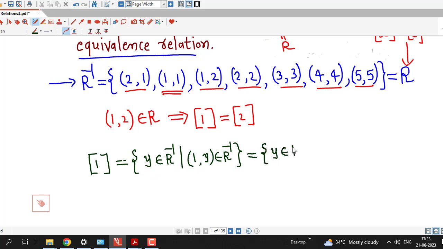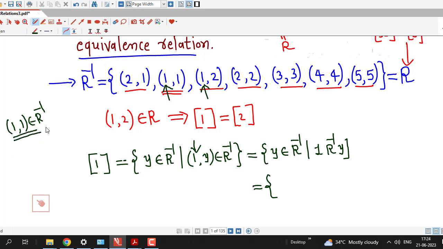This I can rewrite in this way also. y belongs to R inverse such that 1 is related to y by the relation inverse of R. So now I can observe here I have to concentrate on those ordered pairs whose first component is 1. So this is one possible ordered pair and this is another possible ordered pair. We can see that (1,1) belongs to R inverse. That means 1 is related to 1 itself. So 1 is the relative of itself.